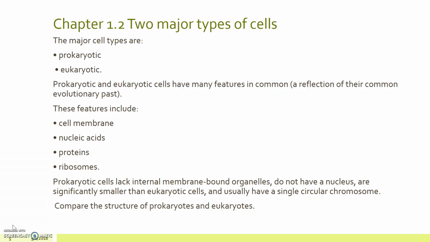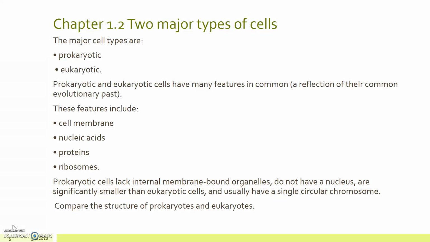1.2 started looking at the 2 major types of cells. You may remember we have prokaryotes and eukaryotes. You do need to know the difference, and you might be shown a picture of a prokaryote or a eukaryote cell, and you might be asked to actually tell me what type of cell it is. Okay, you might also be asked, what does one type of cell have that the other type of cell doesn't?